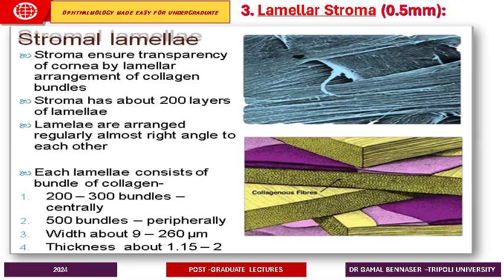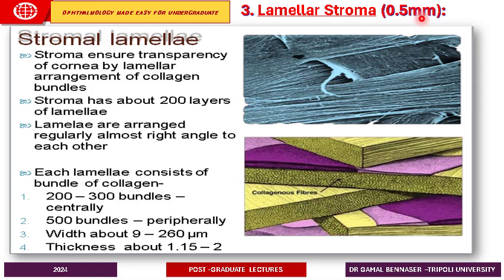The third important layer of the cornea is the corneal stroma, or the lamellar stroma. This constitutes the main bulk of the cornea. Around 90% of the thickness of the cornea is made up of the stroma, which is around 0.5 millimeter. And this corneal stroma plays an important role in keeping the corneal transparency. As you will see, the peculiar arrangement of the collagen or the corneal lamellae in the stroma at a right angle to each other is very important to keep the corneal transparency, that we will explain later on.